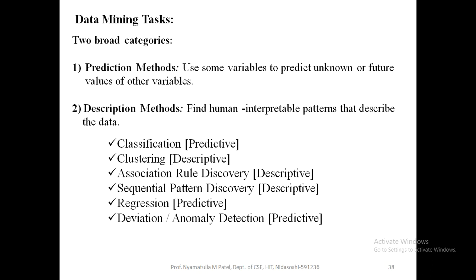Classification is a predictive method. Clustering is a descriptive method, making groups of objects: a group of objects belonging to one class in one cluster, a group of objects belonging to another class in another cluster. Association rule discovery, dependency, is descriptive. Sequential pattern discovery is a descriptive method. Regression is a predictive method. Deviation or anomaly detection is a predictive method.